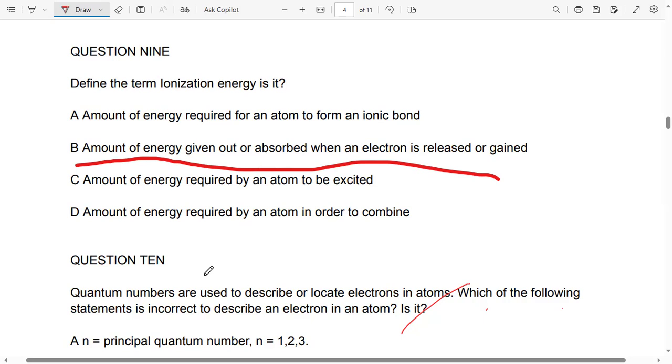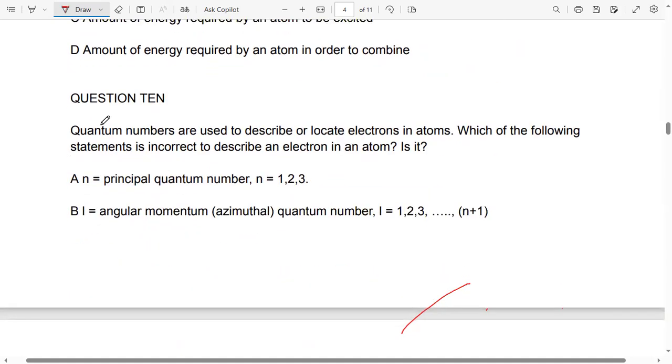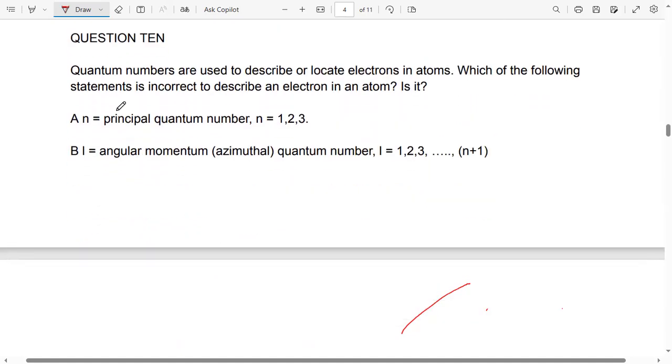Okay, right. And then question number 10, they're saying quantum numbers are used to describe or locate electrons in atoms. Which of the following statements is incorrect to describe an electron in an atom? So we are looking for the incorrect statement, meaning the other 4 are correct.